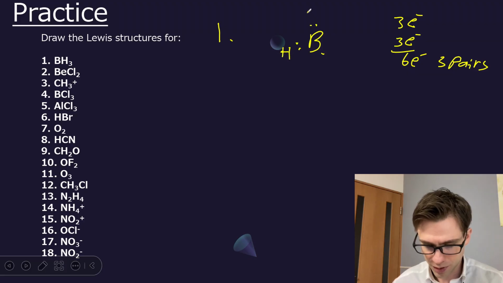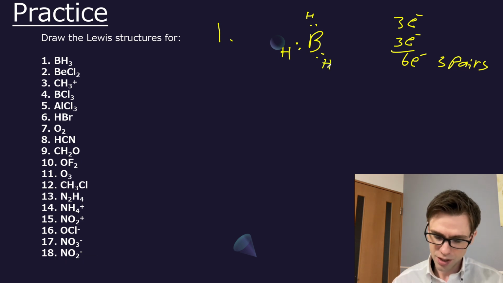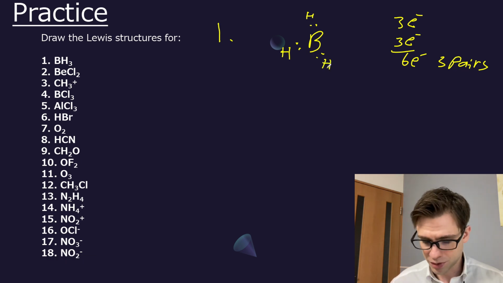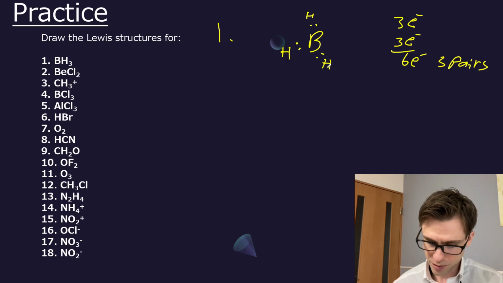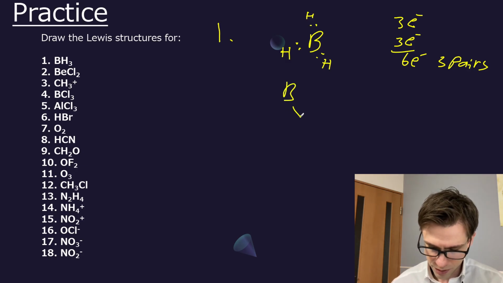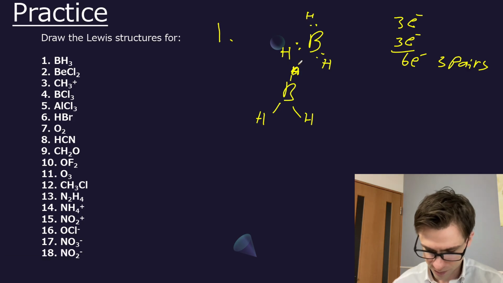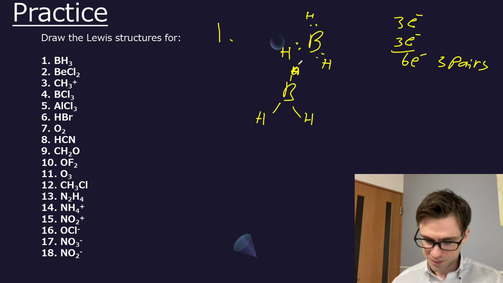The octet rule is a little bit flexible, much more flexible than other rules when it comes to Lewis structures. So here we have boron with 3 pairs around it, hydrogens with their full helium shell. That's going to be the structure of BH3. You can also draw it just with a line to represent those pairs. That's generally how I'm going to draw the final version of these. BH3. Okay.